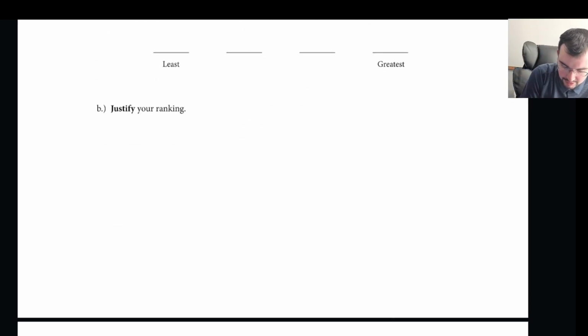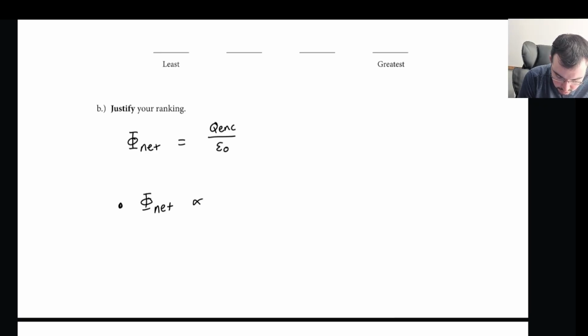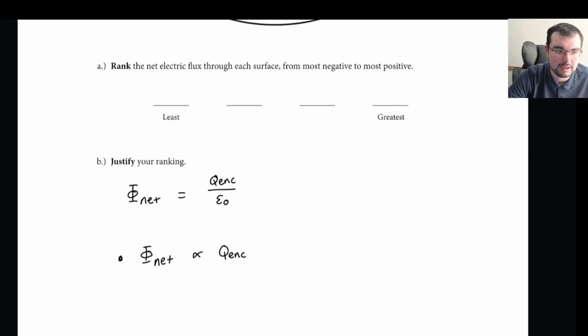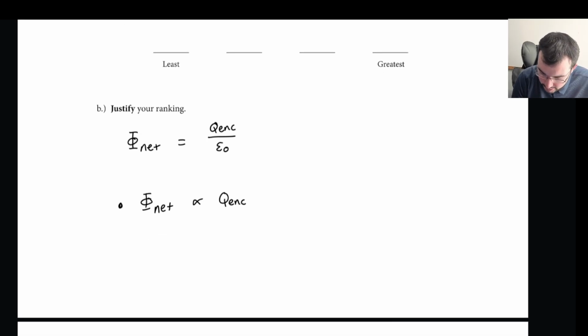We know from Gauss's law that the net flux through a surface is equal to Q enclosed divided by epsilon naught. So what that means is that when we're doing our ranking here, we know that the flux is proportional to Q enclosed. So we can actually just figure out what each of the Q enclosed values are for our four surfaces.